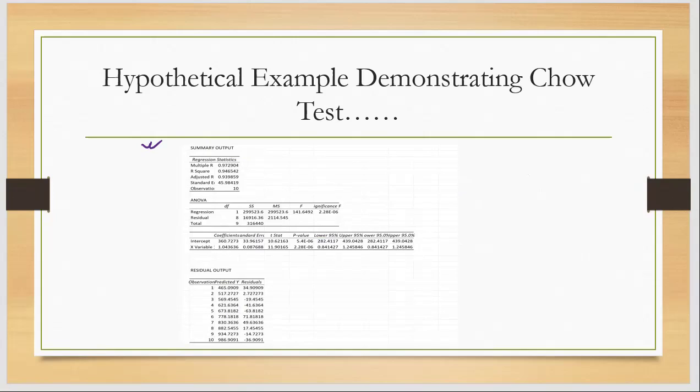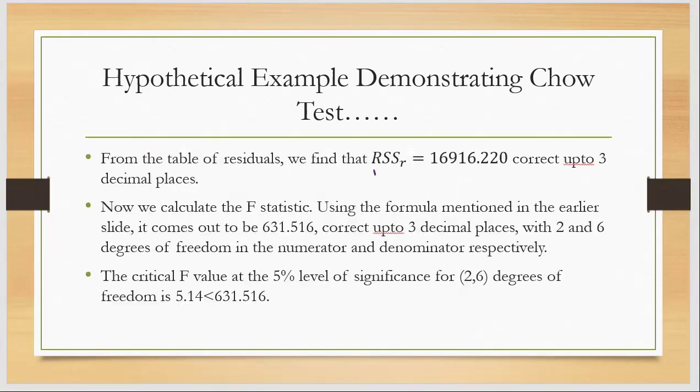As you can see here, this is the residual sum of square. And the degrees of freedom is 8, as I have told you. Let me show you the actual figure. I have written this for you. This is the RSS of the restricted model, depending on the data set that we have used, up to 3 decimal places. Now you have to compute the F statistic.